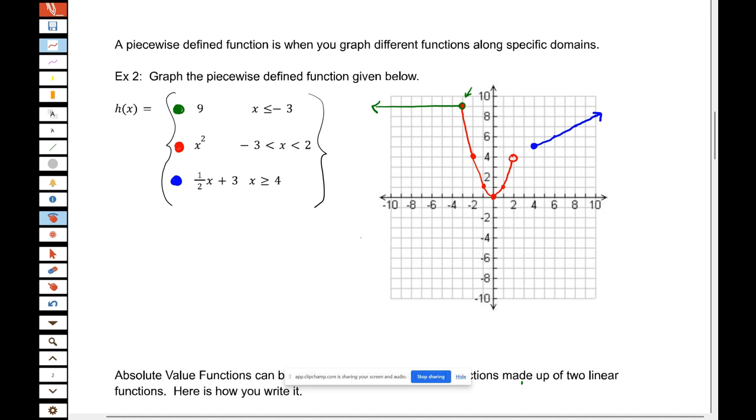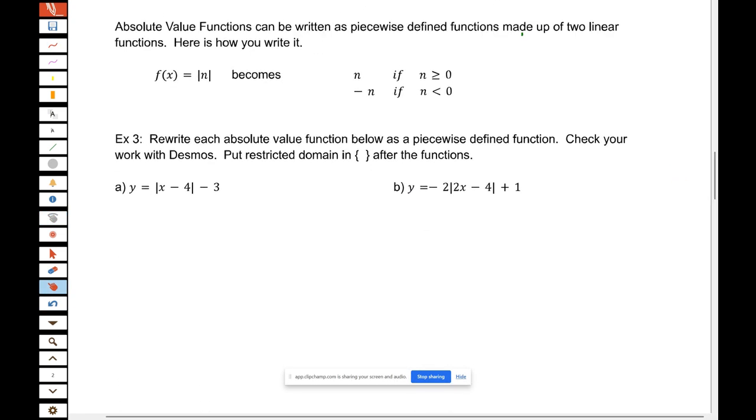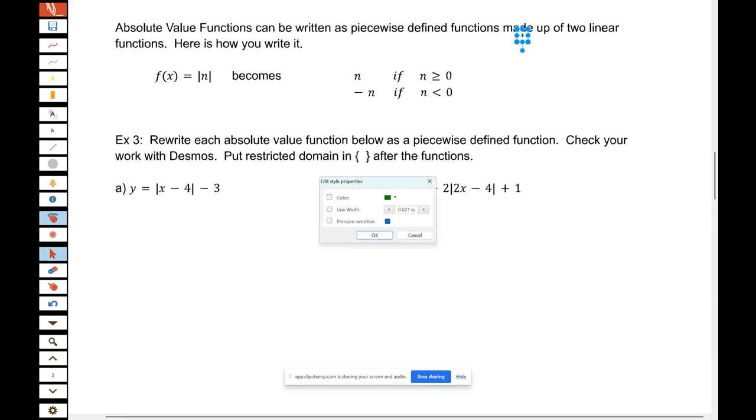All right, so you should be able to graph one, or if I gave you a graph, you should be able to make up the equation. All right. Now let's talk about how absolute value functions and piecewise functions can come together. Absolute value functions can be written as piecewise defined functions made up of 2 linear functions, because we know the shape of a V has 2 lines, the left part and the right part.